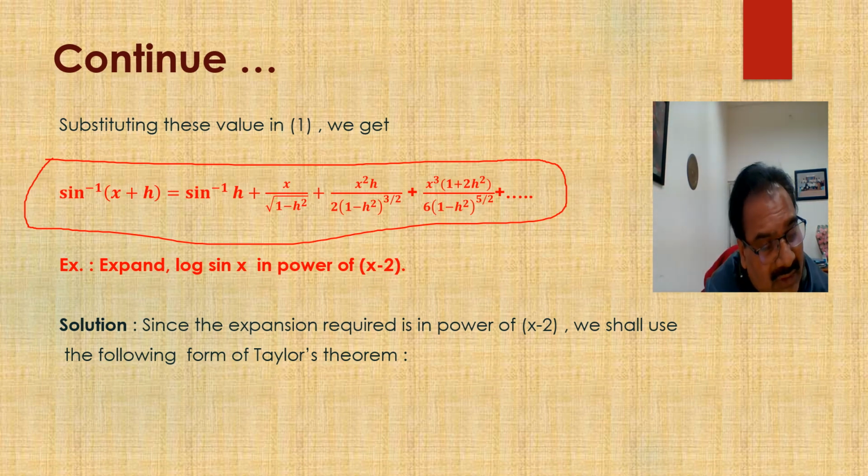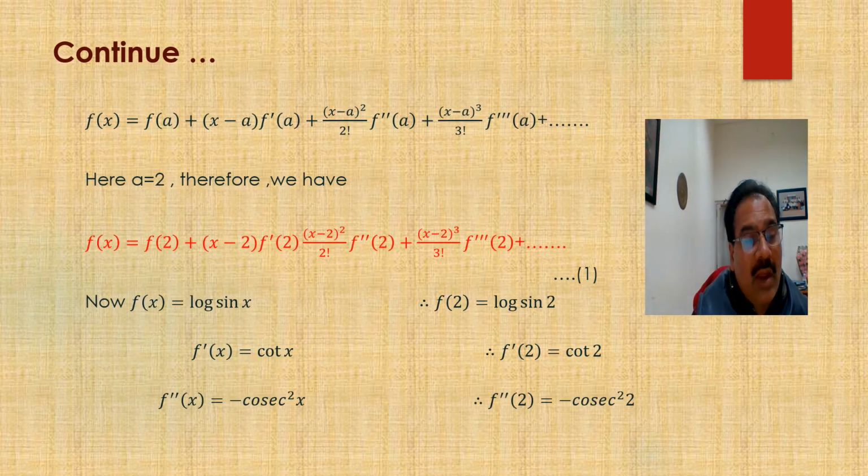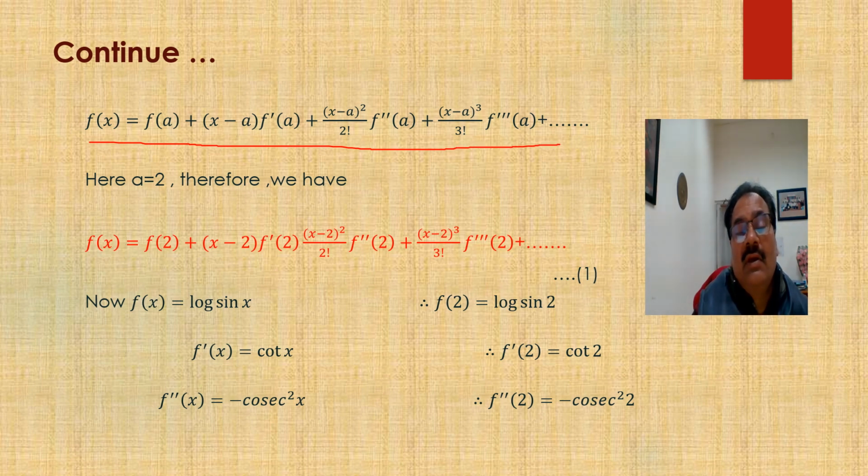Now, let us take another problem, example 2. This is the second example you take here, that is, expand log sine x in powers of x minus 2. So, since the expression required is in powers of x minus 2, we shall use the following form of Taylor's theorem. We have already discussed three forms. So, the third form we are going to take here: f(x) is equal to f(a) plus (x minus a) f dash a plus (x minus a) whole square by factorial 2 f double dash a and so on.